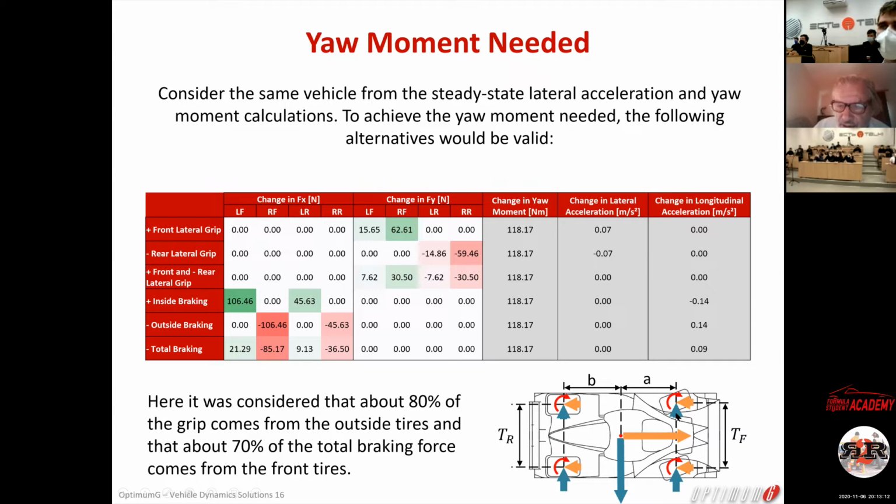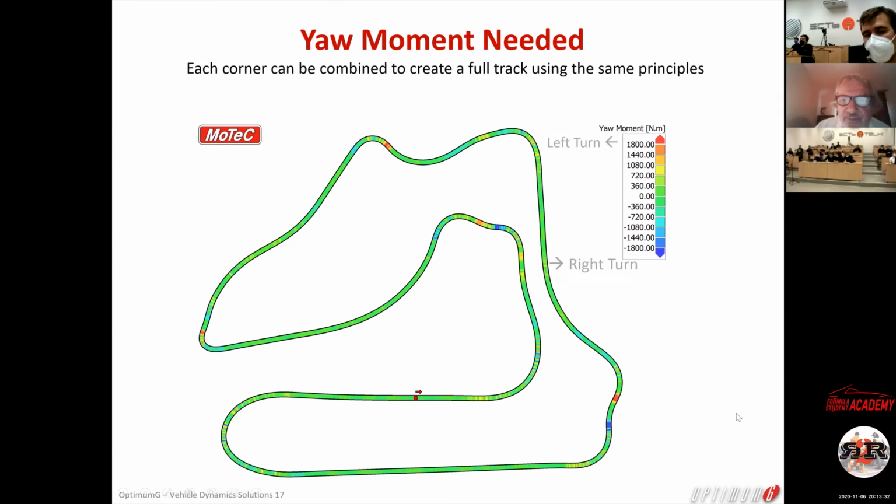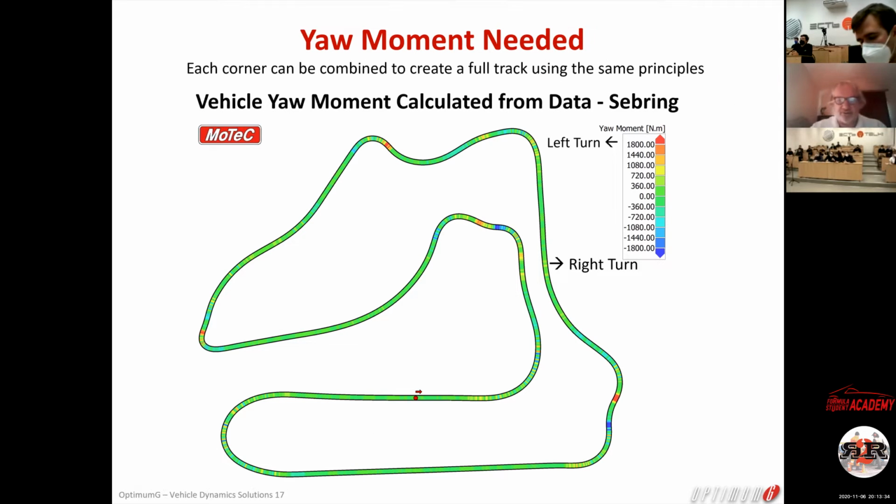The yaw moment is the grip on the front multiplied by A minus the grip on the rear multiplied by B. But on the other hand, the lateral acceleration is F equals ma. If you make the sum of the 4 Fy divided by the mass, you have the lateral acceleration. And that is an example of a car at Sebring where we calculate the yaw moment, which varies between 1800 and minus 1800 Newton meters, okay?